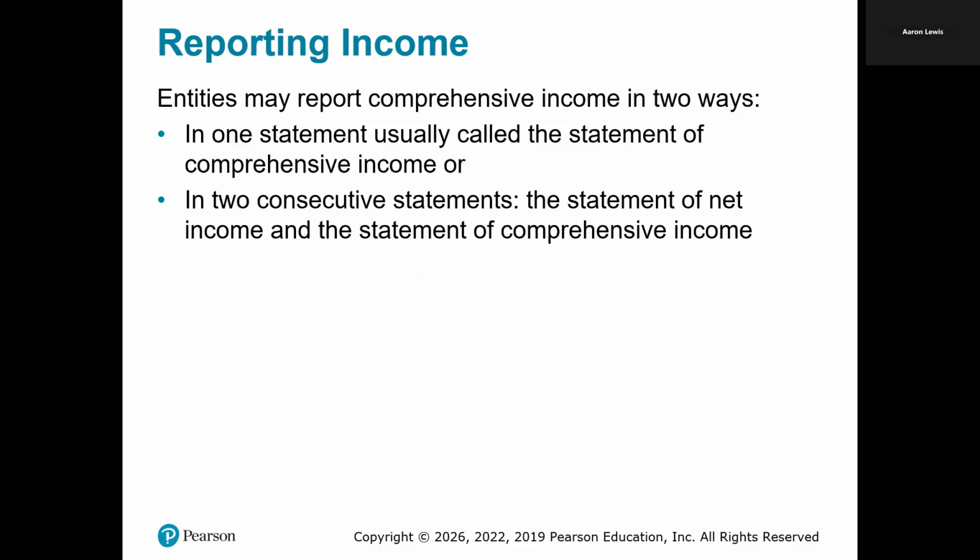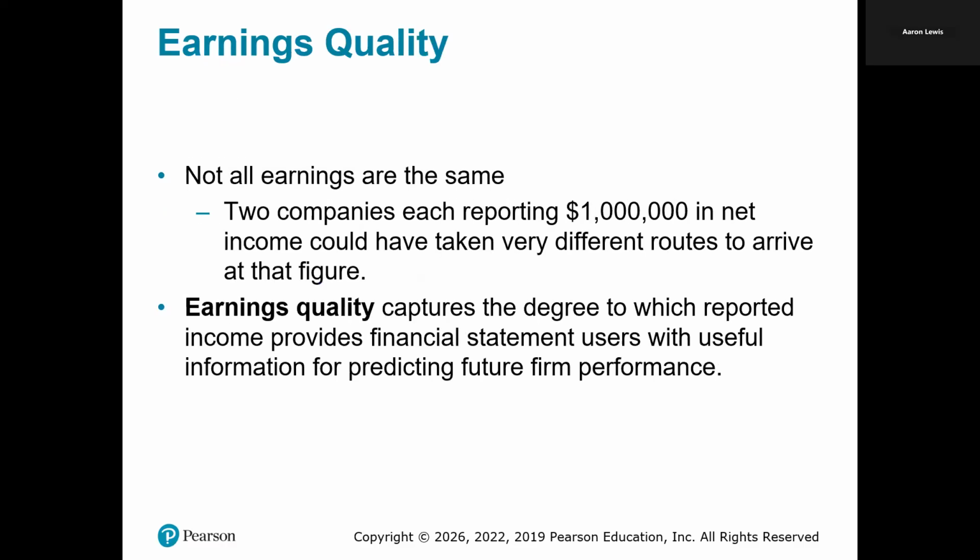And it's the way that most companies report, but you still do have the option of doing it in two separate statements. So you'd have your regular statement of net income, everything that was actually realized during the period. Then you would have a separate statement, the statement of comprehensive income, that started with your net income from the first statement and then put all of those adjustments to it for all of the unrealized things that you had.